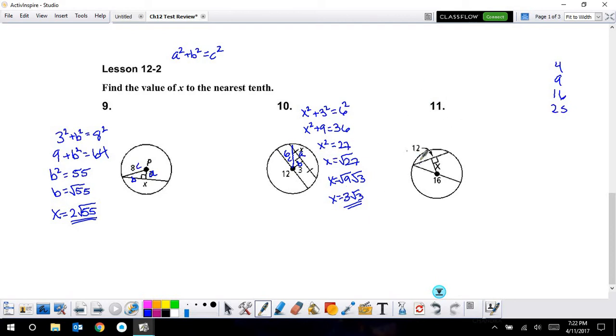So for 11, I've got 12 as the whole chord, so 6 is the little piece in the triangle. 16 is the whole diameter, so the radius is 8. You'll notice the radius for these is always the hypotenuse. So I've got x squared plus 6 squared equals 8 squared. So 6 squared is 36. 8 squared is 64. So when I subtract, you're left with 28 is equal to x squared.